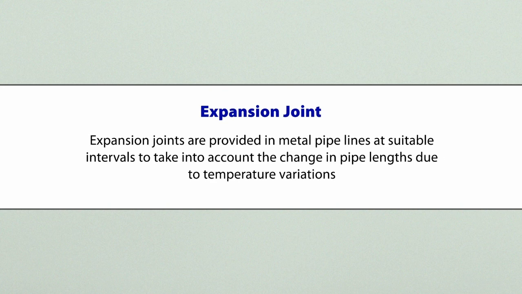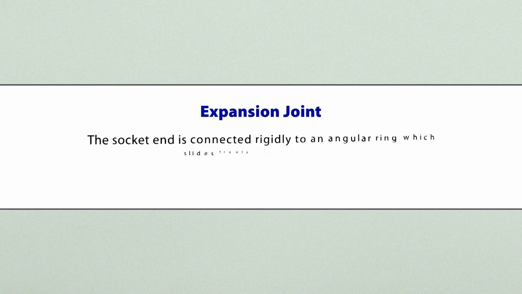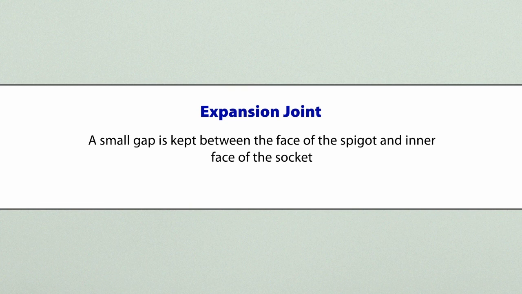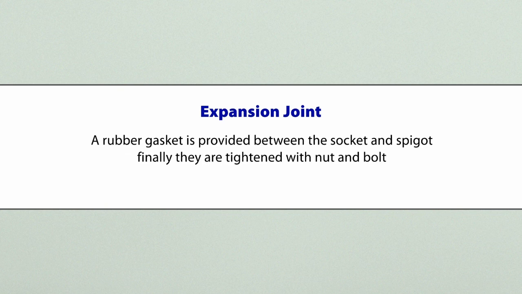Expansion joint. Expansion joints are provided in metal pipelines at suitable intervals to take into account the change in pipe length due to temperature variation. The socket end is connected rigidly to another ring which slides freely over the spigot end. A small gap is kept between the face of the spigot and the inner face of the socket. A rubber gasket is provided between the socket and the spigot. Finally, they are tightened with nut and bolt.